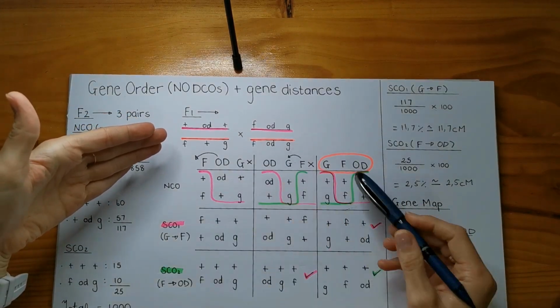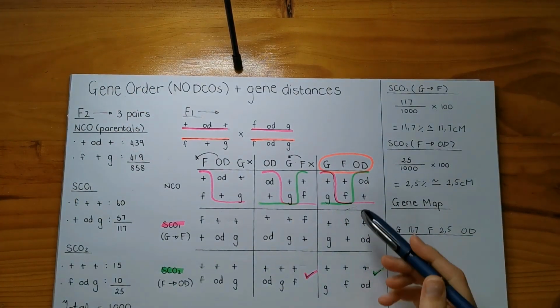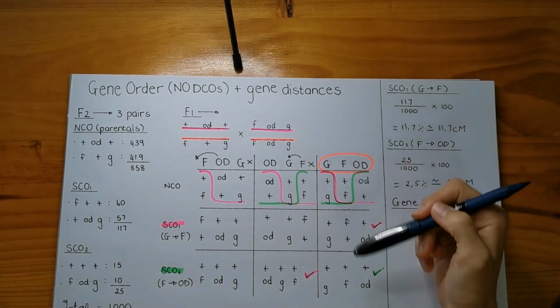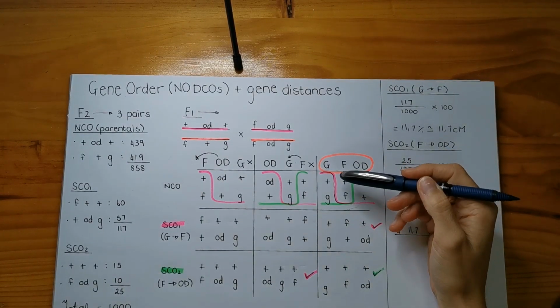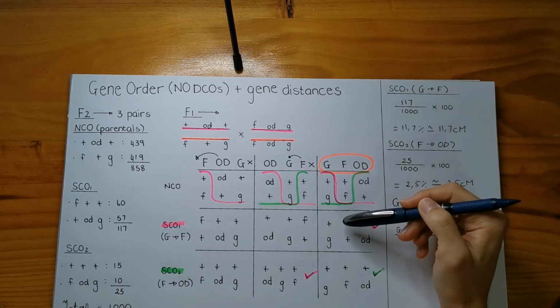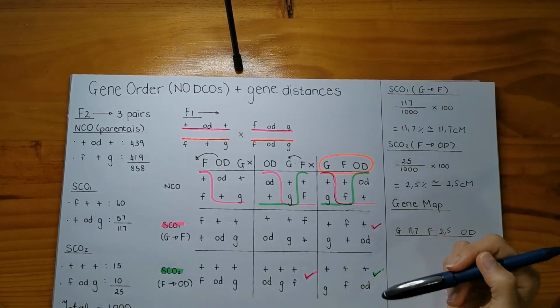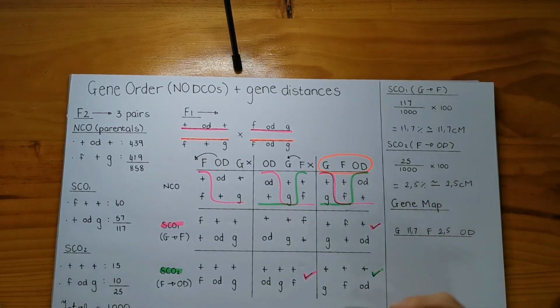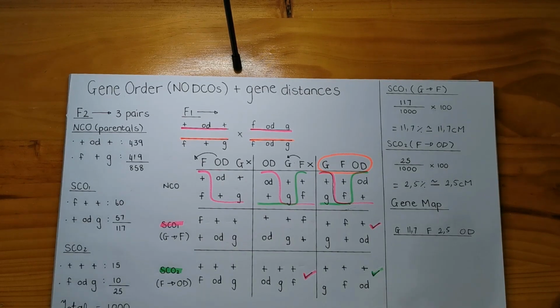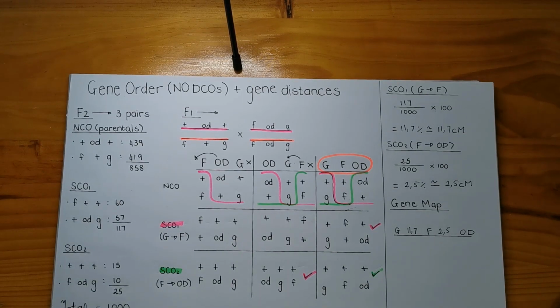So when I was doing all that, I had to kind of check. I had to go back to my no crossovers, and ask, can I get that progeny in my single crossover? Can I get that progeny in my single crossover 2? You know, so that's how you do it. Just remember it's a process of elimination, kind of like Cluedo. That's how I kind of think about it. But yeah, that's how you do gene order and genetic distances.